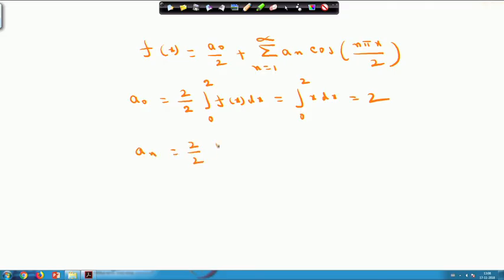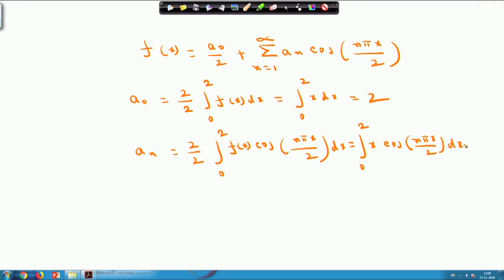So, 0 to 2 x dx, whose value you will obtain as 2, and your a n will be equals to 2 by 2 integral 0 to 2 again f x into cos of n pi x by 2 dx, and this is nothing but 0 to 2, your f x is x. So, that x into cos of n pi x by 2 into dx. If you evaluate the integral and substitute the limits 0 to 2, ultimately you will obtain a n equals 4 by n square pi square into minus 1 to the power n minus 1.